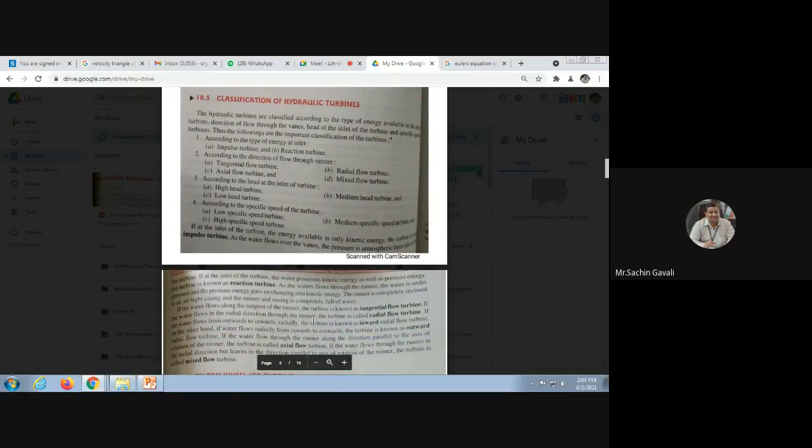In the classification of hydraulic turbines, we have already discussed: according to the type of energy, impulse and reaction; according to direction of flow, tangential flow, radial flow, axial flow, mixed flow. Then high head, medium head, low head. High head is Pelton, medium head is Francis, and low head is Kaplan. Remember that. Then according to specific speed: low, medium and high specific speed. If at the inlet of the turbine the energy available is only kinetic energy, then the turbine is called an impulse turbine, such as the Pelton turbine.